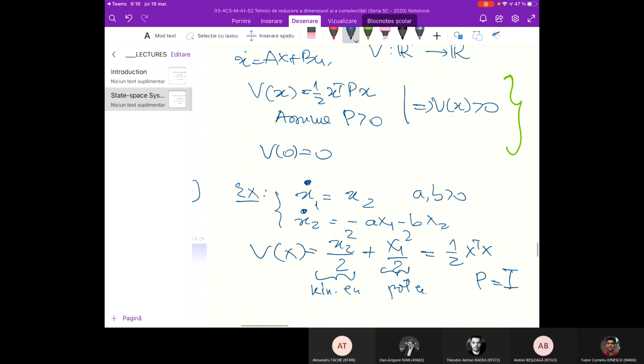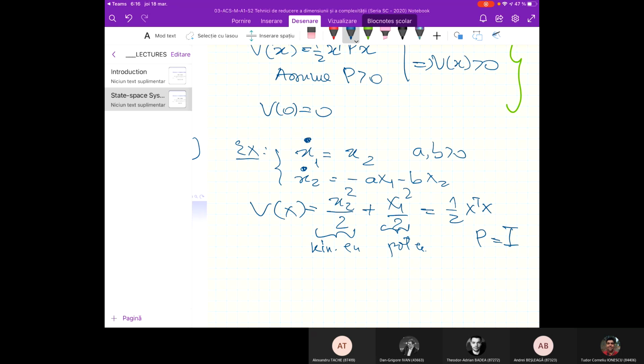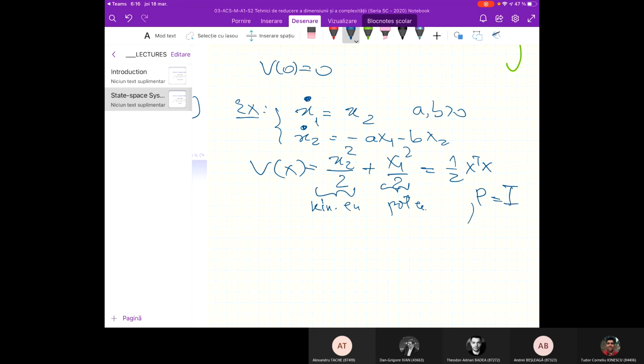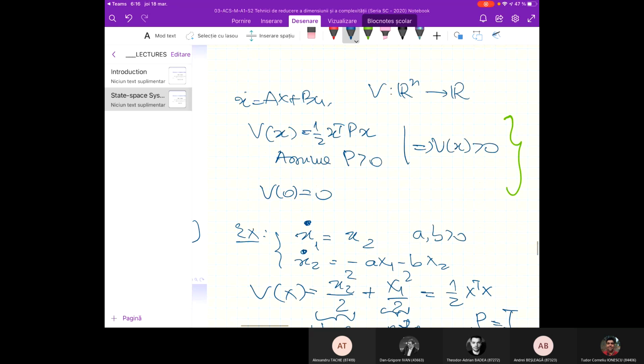Okay? P is the identity. So V of x, the idea of the Lyapunov function, comes from energy. This is the total energy. So this function here is an energy-like function. It need not necessarily be the physical energy. Here, energy is more of a systemic concept, okay? So this is not necessarily physical energy.